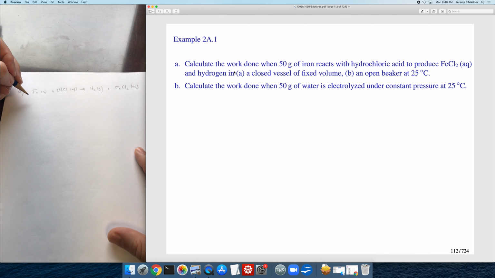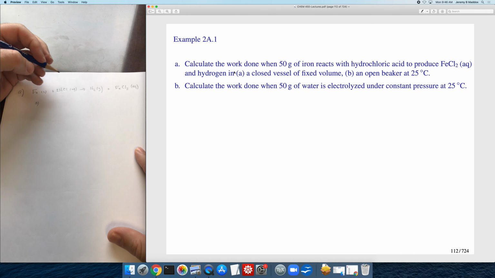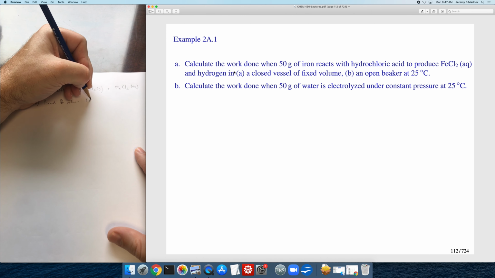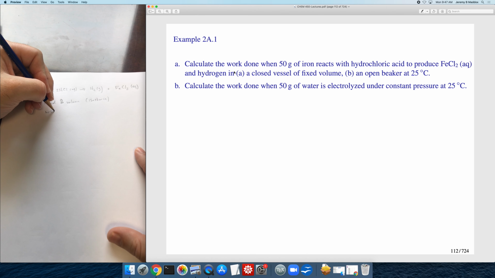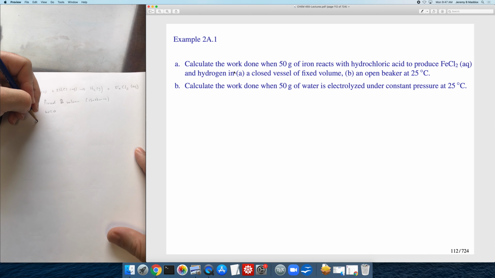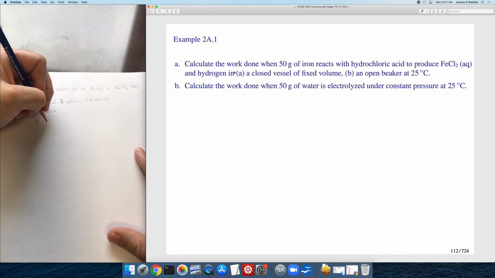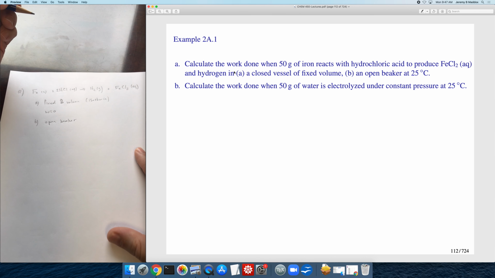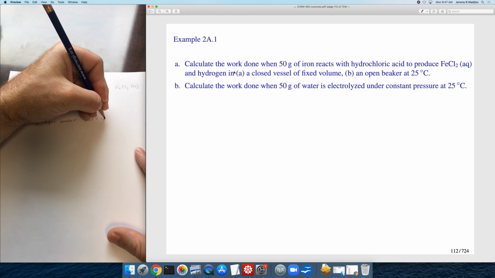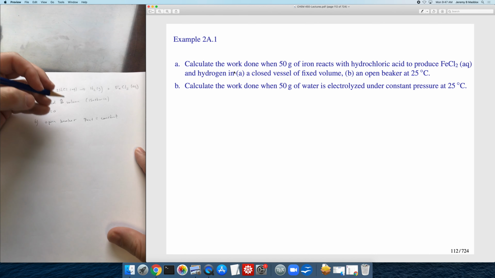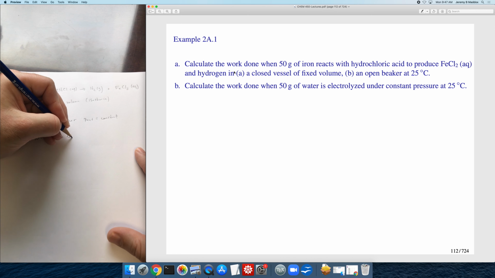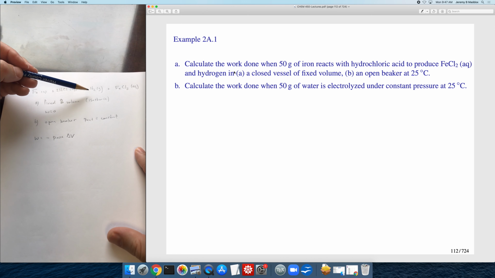For the first case, when the volume is fixed, well, that's an isochoric process. And as we've discussed previously, in that case, you can't do any expansion work, so the work is 0. For part B here, when we've got an open beaker, we're open to the atmosphere, and the atmosphere can be regarded as having a constant pressure, so this is the case where P external equals a constant. And so in this case, the work involved is going to be equal to minus that external pressure times whatever the change in the volume is. And we'll assume that it goes from 0 volume to whatever the volume of hydrogen gas that is produced.